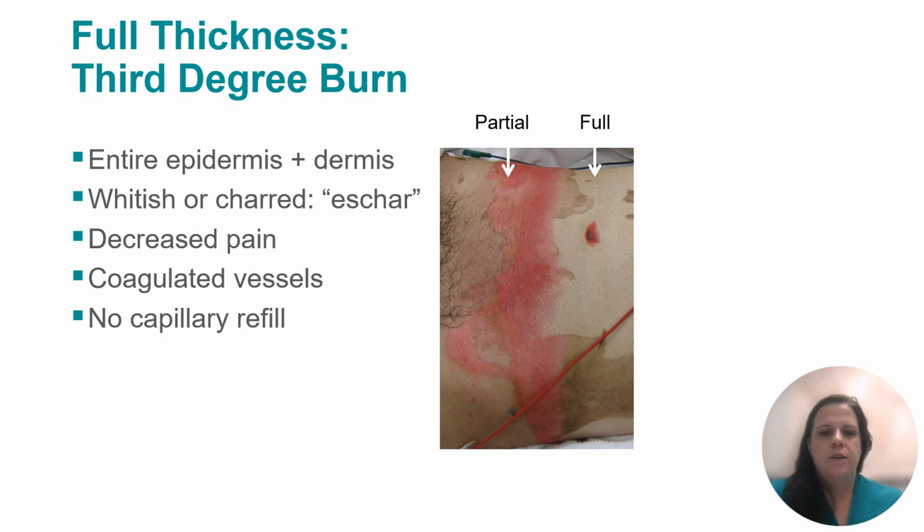Your full thickness burns, however, are a little bit different. These are often called your third degree burns, and these are when your entire epidermis and dermis are involved. These often appear white and charred. Then we call them eschar. If you think about leather, it's very similar to that appearance, where all of those blood vessels have just been coagulated. There's no capillary refill because the blood flow is no longer going to that area, and the pain is actually fairly minimal because those nerve endings just no longer exist. Whereas in your partial thickness burns, they have just been damaged.